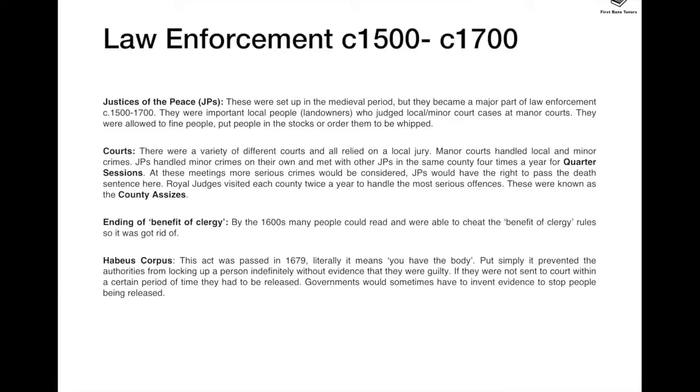Courts. There were a variety of different courts and all relied on a local jury. Manor courts handled local and minor crimes. Justices of the peace handled minor crimes on their own and met with other JPs in the same county 4 times a year for quarter sessions. At these meetings, more serious crimes would be considered. JPs would have the right to pass the death sentence here. Royal judges visited each county 2x a year to handle the most serious offences. These were known as county assizes.